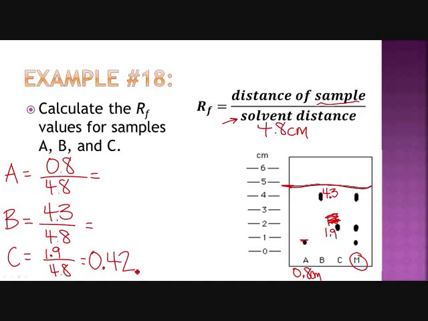For C? Thanks. B is 0.895833. Does this have any units? No, it's just a ratio, so there are no units. And what is that rounded to two significant figures? 0.90. Thank you.